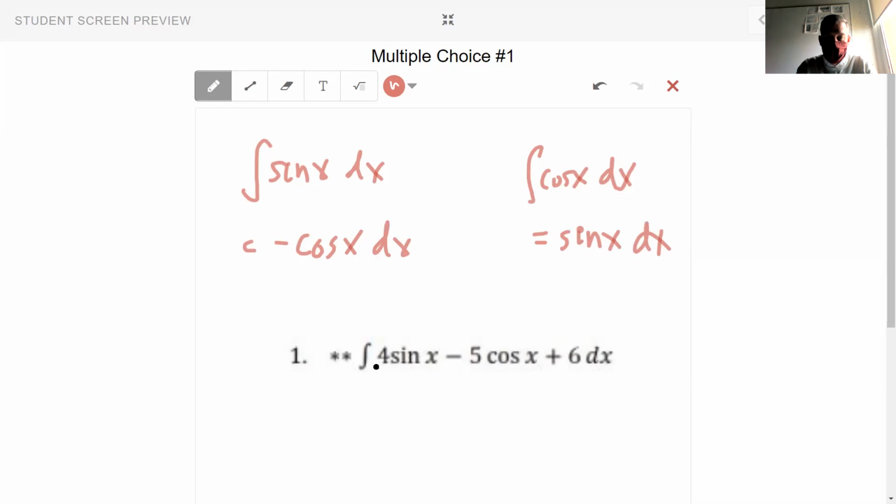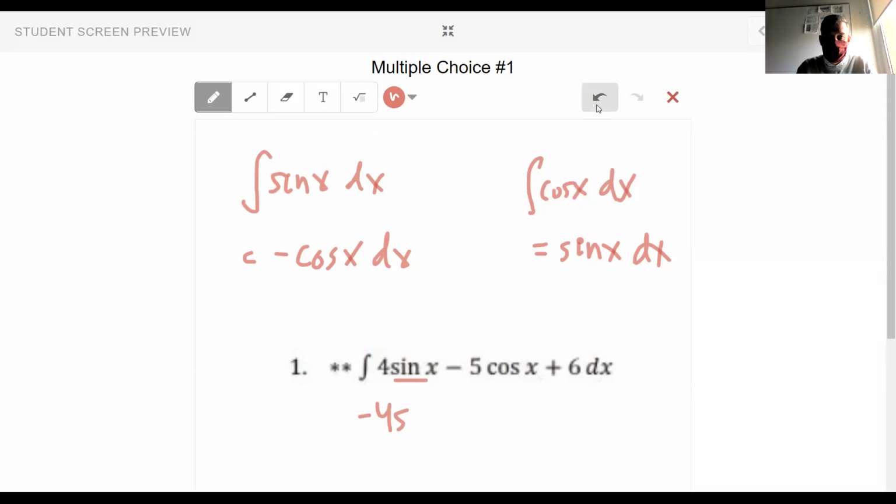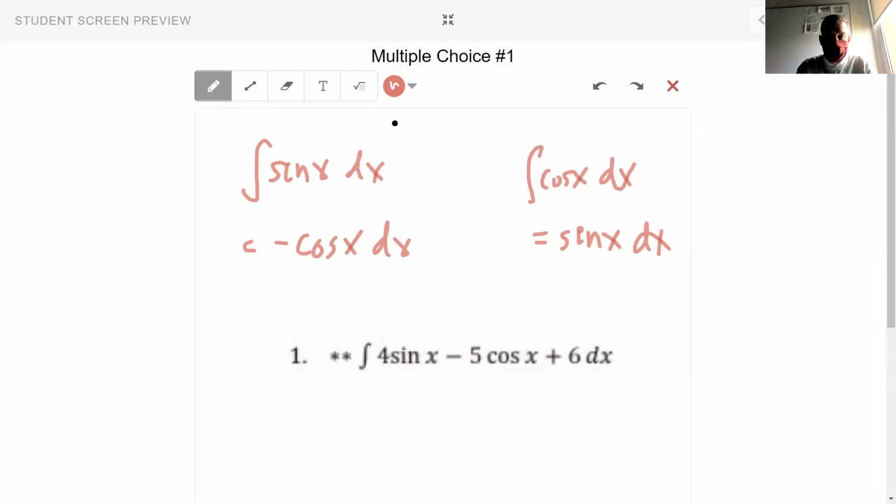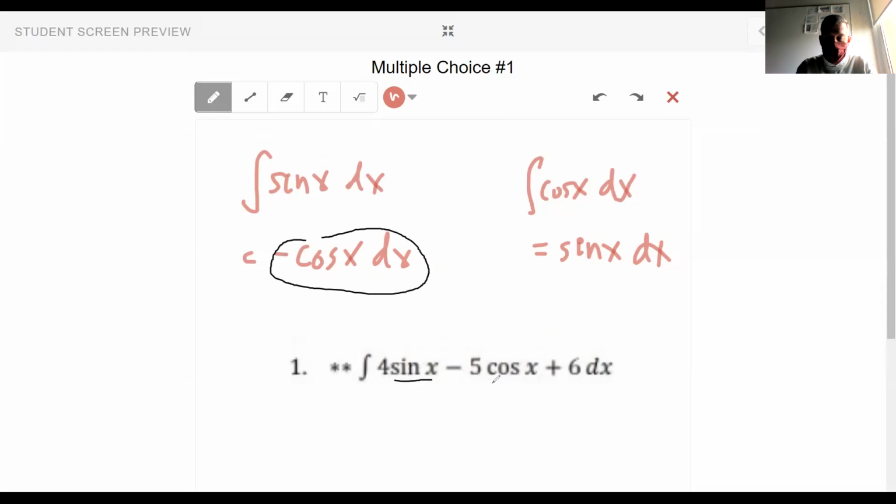So now when I do this, I'm looking at, okay, I have to take the antiderivative of sine. That's going to give me negative cosine. So think about that as going to be negative 4 cosine x. Sine is going to turn into negative cosine, and then this cosine is going to turn into just regular old sine. We can keep that negative 5 on the front there.